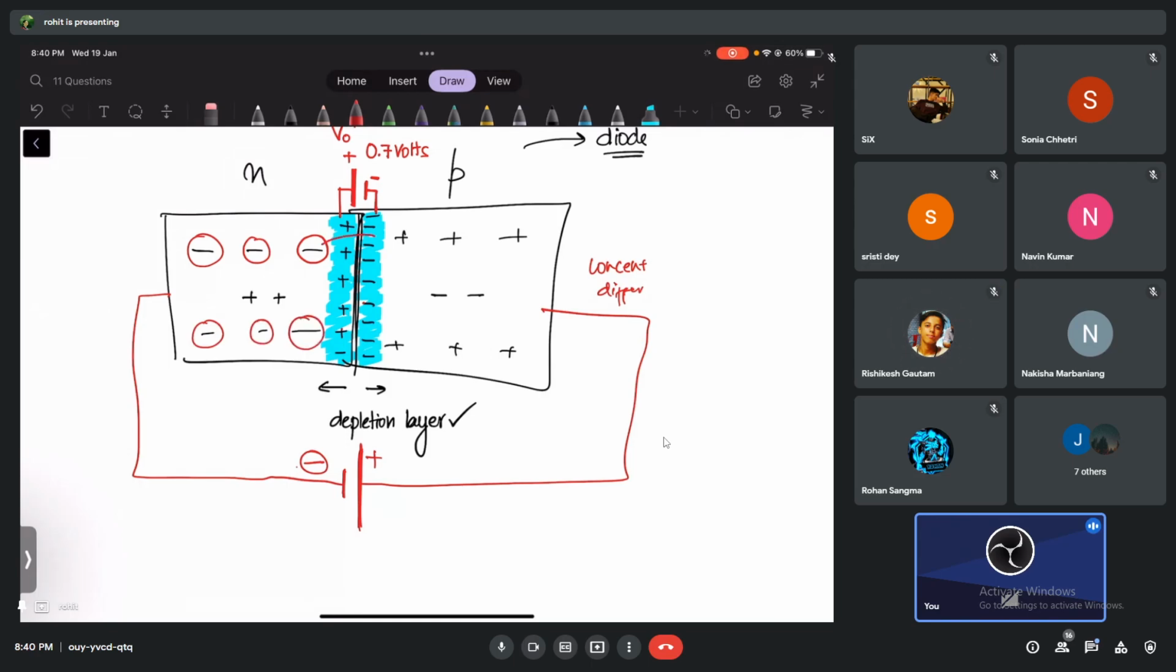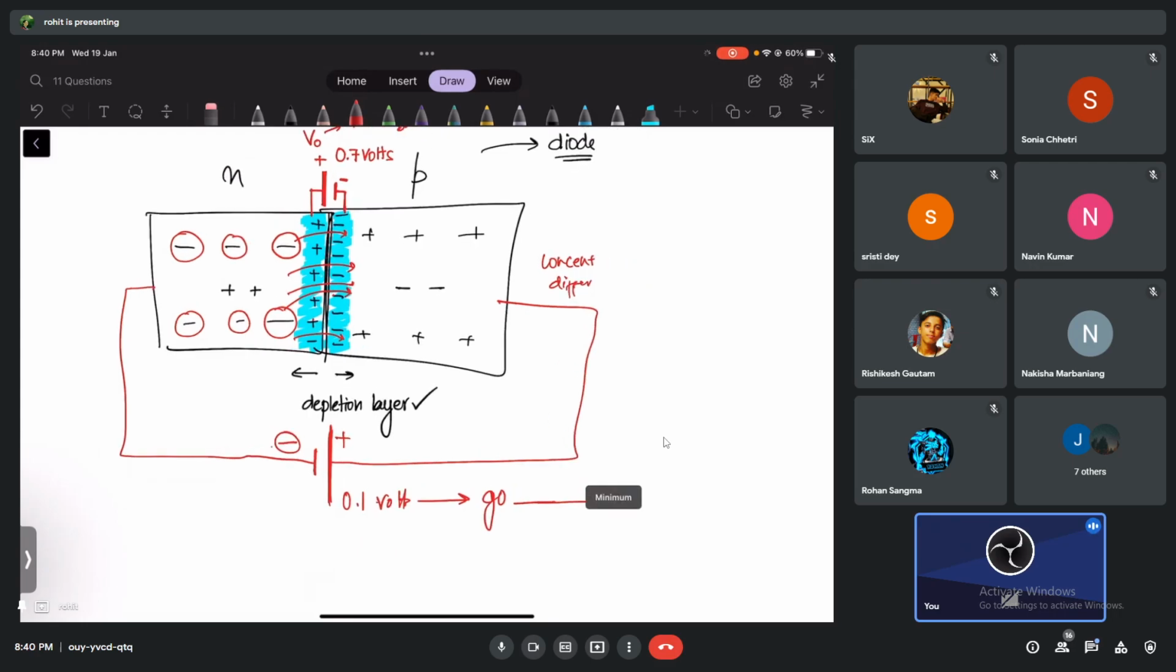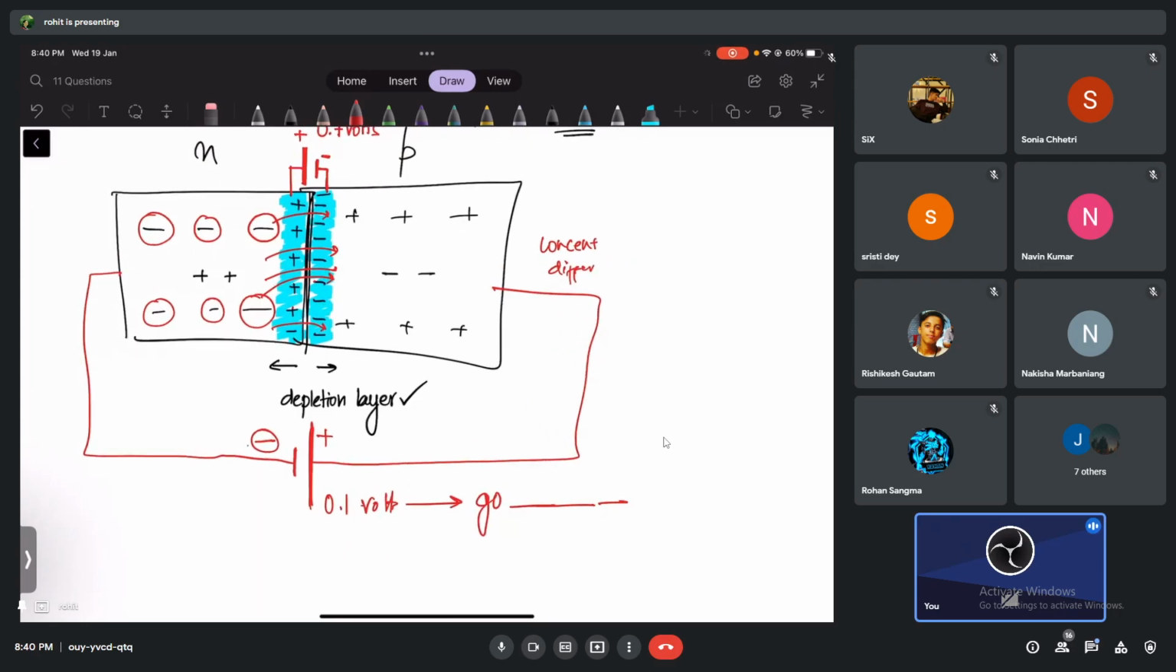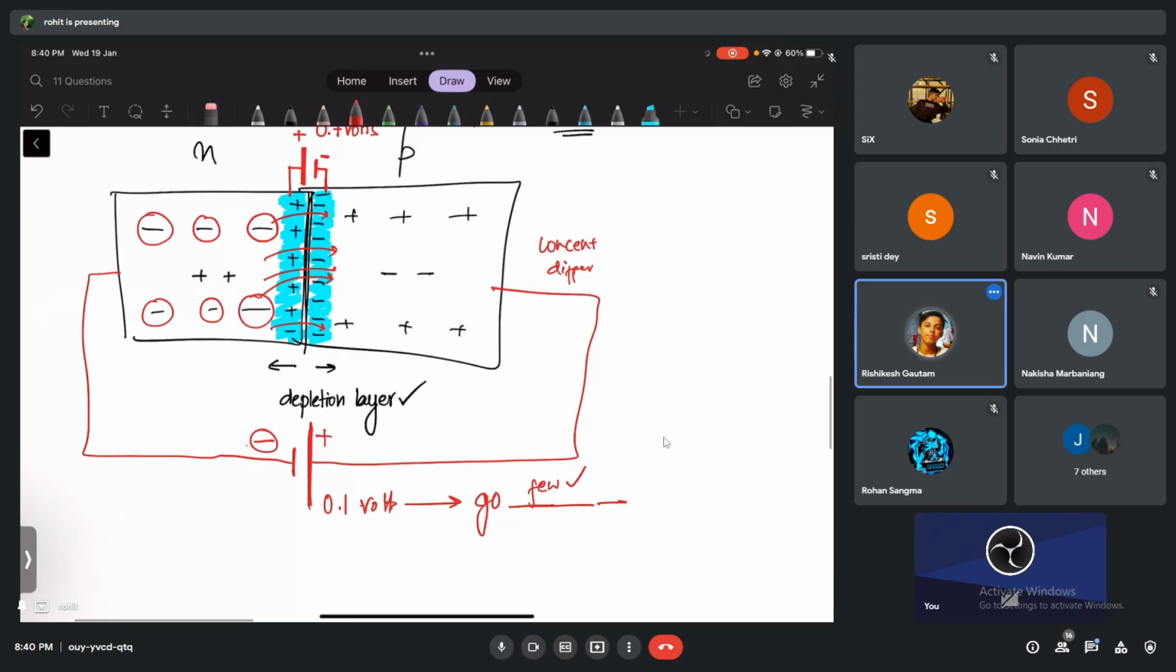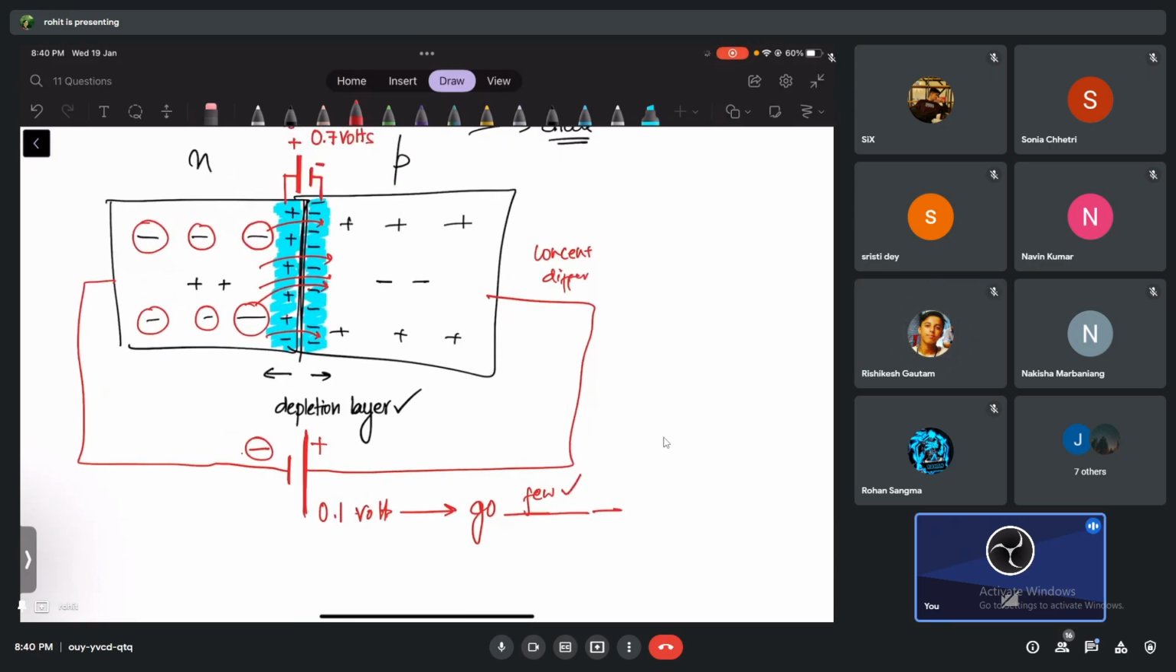So they will go or not, guys? What do you think? Will they go for any value, or will they go for a smaller value also? For a smaller value also they will go. But will they go in very large numbers, or will very few of them be transferred? Very few, because the wall is still there, intact.